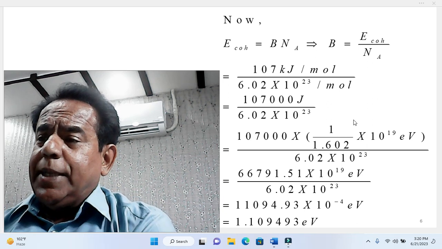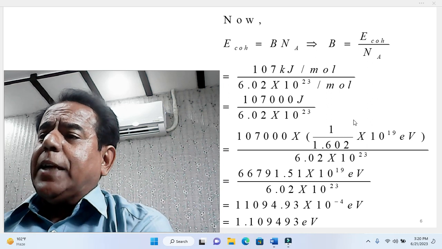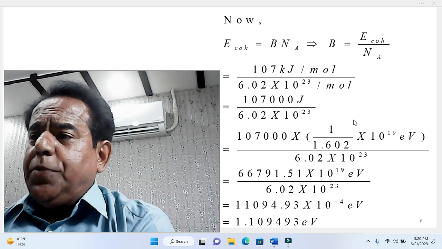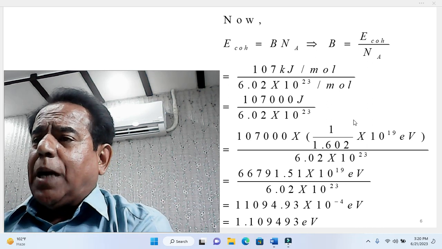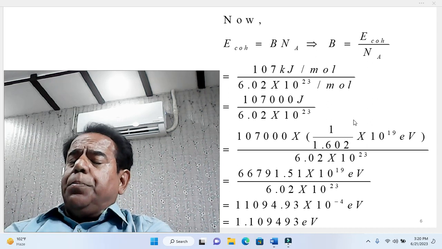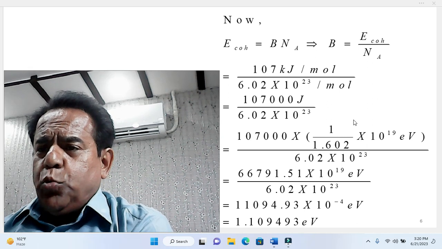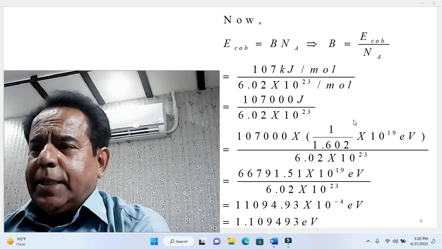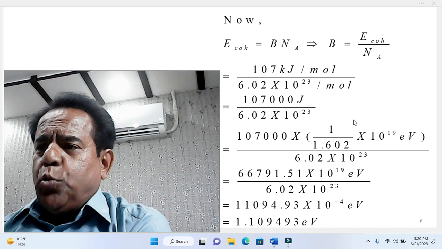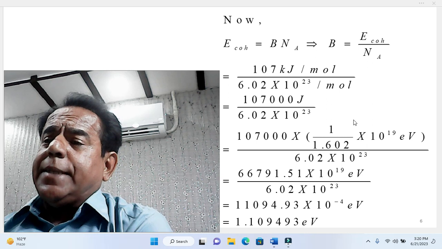So dear students, binding energy has become equal to cohesive energy divided by Avogadro's number, and we have put the value of cohesive energy from the table, and we have also put the value of Avogadro's number from the helping tool. Okay, so both helping tools have been properly utilized here, and binding energy has become equal to this over this. Now here, dear students, mole will be cancelled with mole.